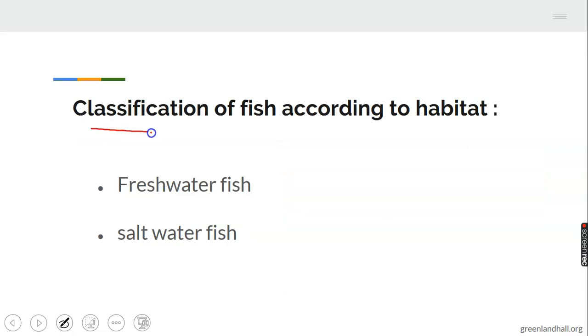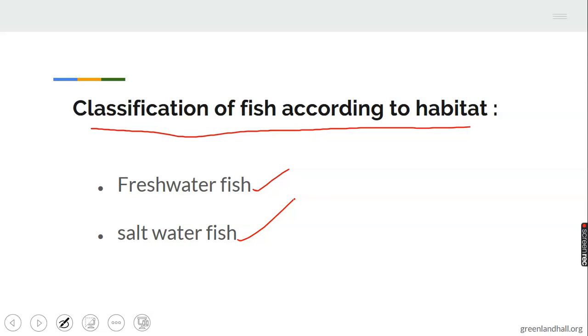Let's see classification of fish according to habitat. Habitat means where they live. The first one we have here is freshwater fish. 2, saltwater fish. Freshwater fish, they are capable of living and reproducing only in water free from salt, like ponds, lakes, streams, rivers. These are the water bodies that freshwater fish can live and survive in.